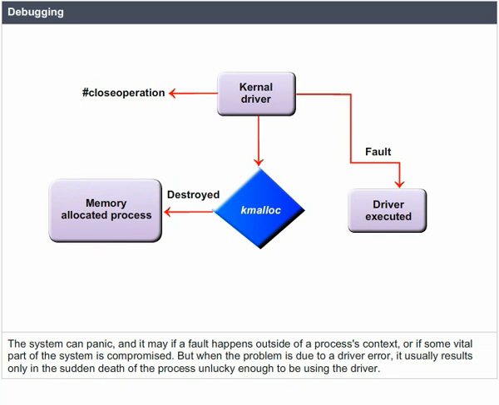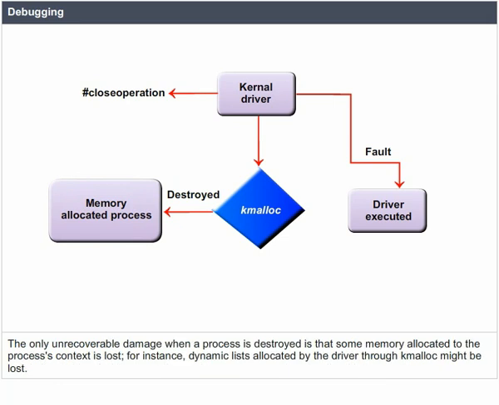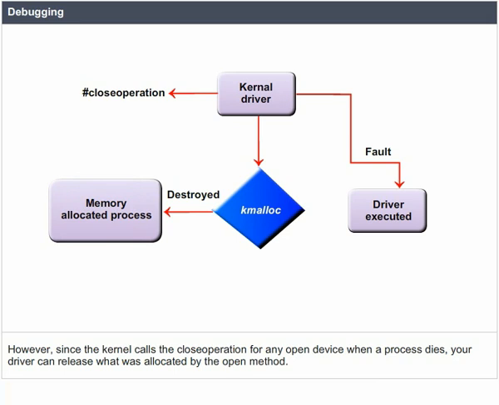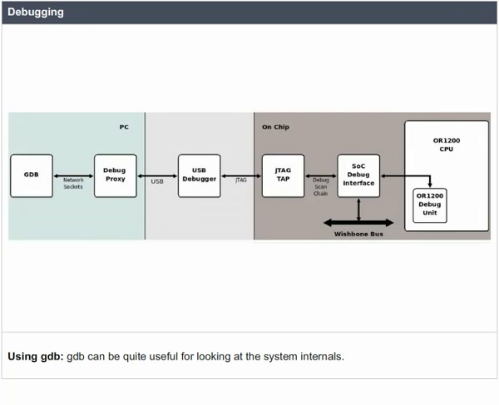But when the problem is due to a driver error, it usually results only in the sudden death of the process unlucky enough to be using the driver. The only unrecoverable damage when a process is destroyed is that some memory allocated to the process's context is lost. For instance, dynamic lists allocated by the driver through kmalloc might be lost. However, since the kernel calls the close operation for any open device when a process dies, your driver can release what was allocated by the open method.